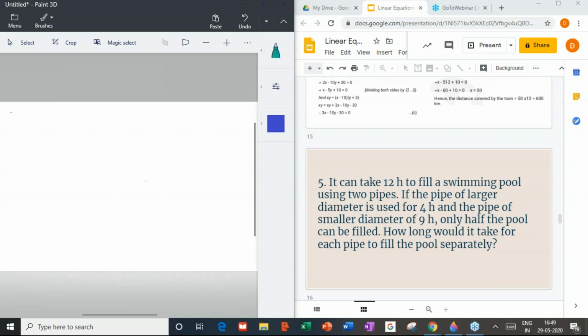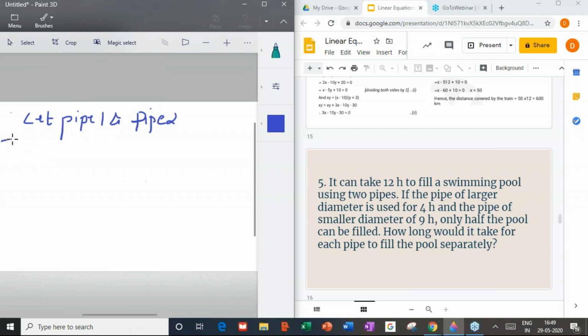So I hope you heard what she explained, right? Similar to the time and work thing, first we have to differentiate between the pipes. So let it be pipe one and pipe two. Now we take time taken by pipe one to fill the pool be x hours, and time taken by P2 be y hours. So you write the whole thing.